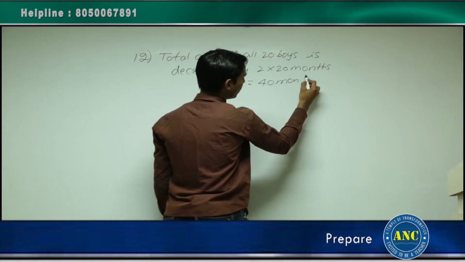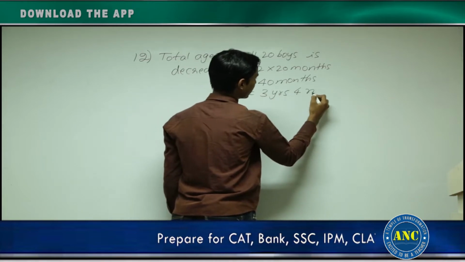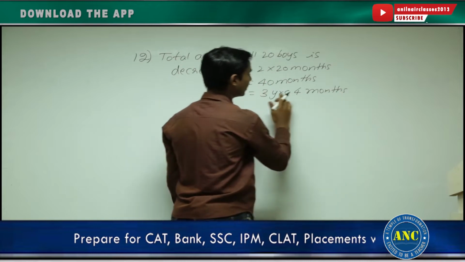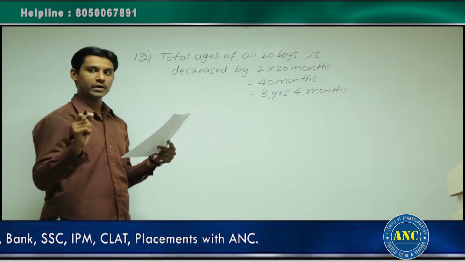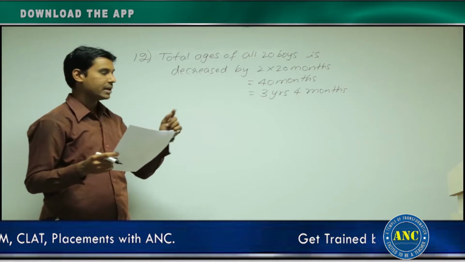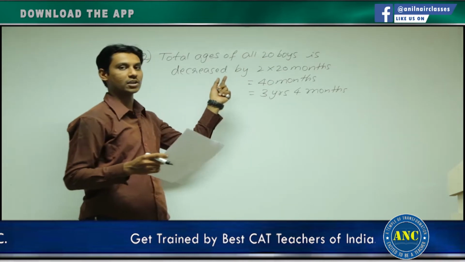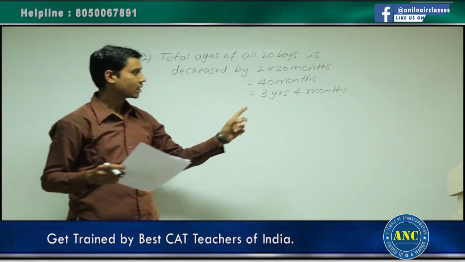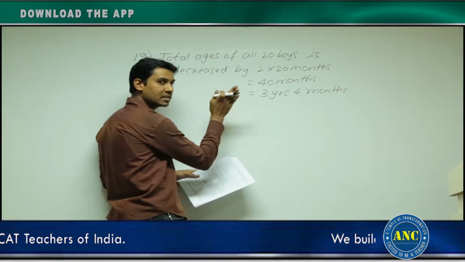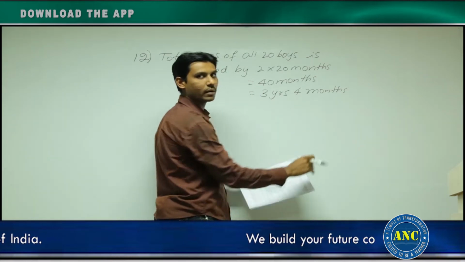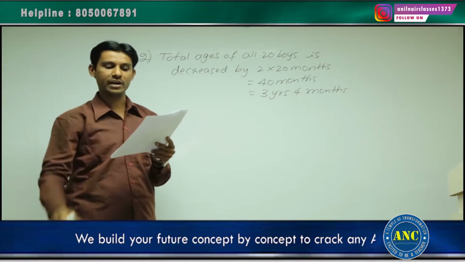What is 40 months? 40 months is nothing but 3 years and 4 months. That means the average of 20 boys decreasing by 2 months is also equivalent to saying the total ages of all 20 boys is decreased by 2 into 20 months, which is nothing but 3 years and 4 months. Now see here. When is the total decreasing by 3 years and 4 months? It is happening only when a new student is coming and joining.